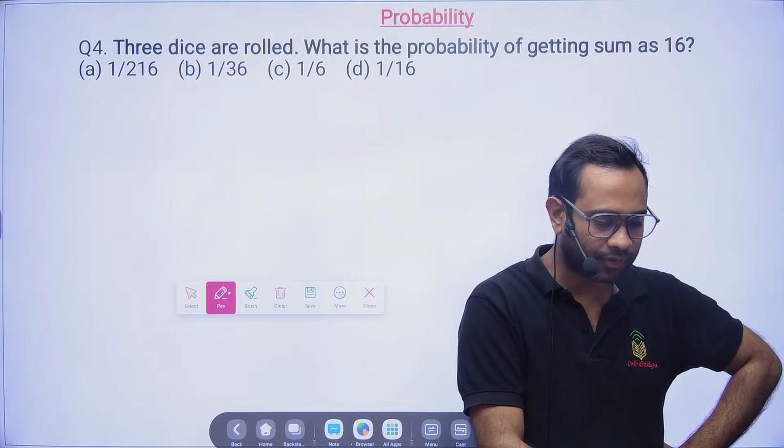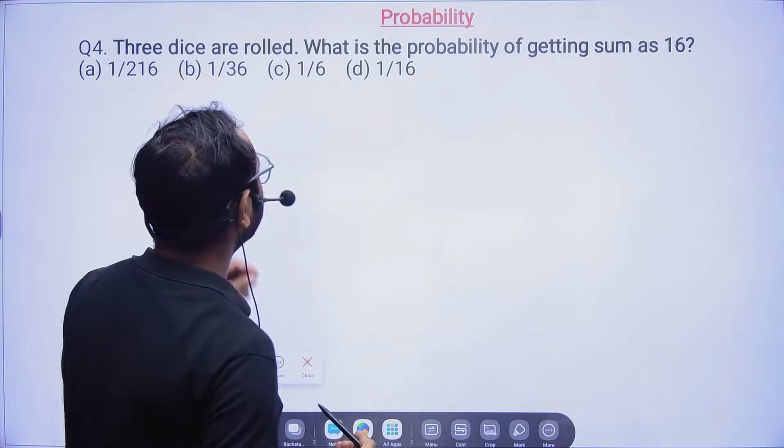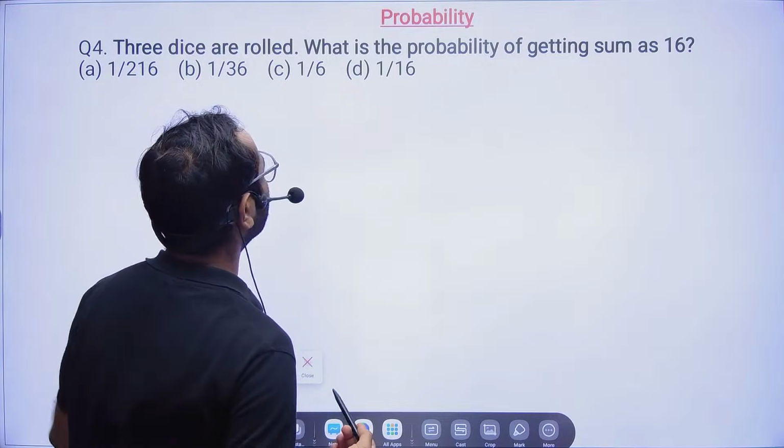So that is for sure Option B, many people are telling. Okay, now let's see. This is a dice problem. So 3 dice are rolled.